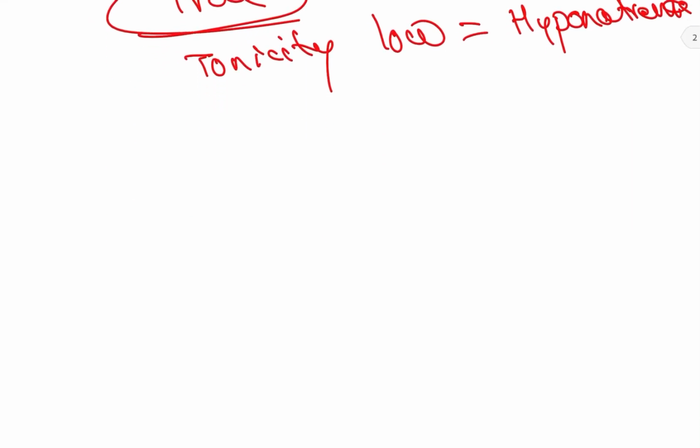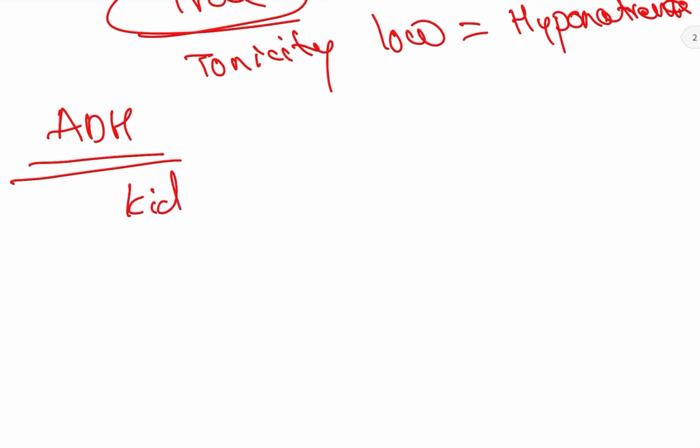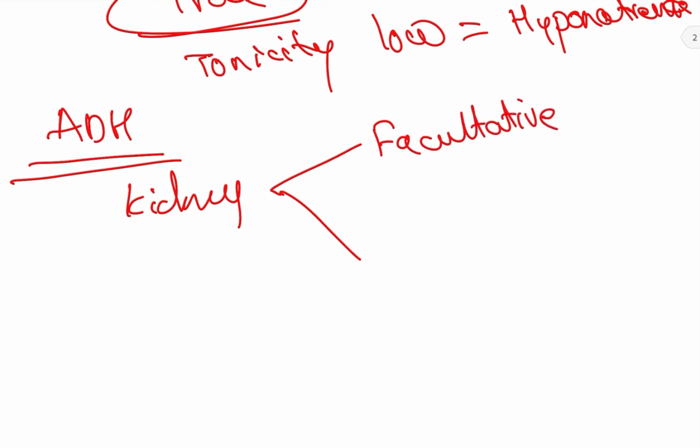Before going to hyponatremia proper, we should know something about ADH. Now ADH is antidiuretic hormone, also called vasopressin or arginine vasopressin, secreted by the pituitary. One thing you should remember is that in our kidney, there are two types of water reabsorption. One is facultative and the other is obligatory.